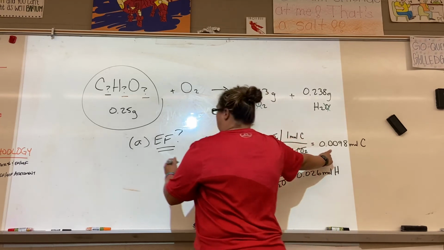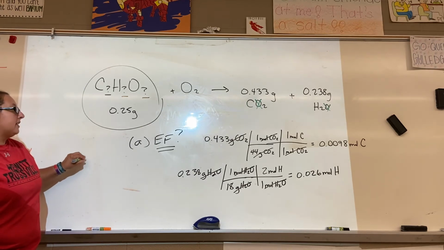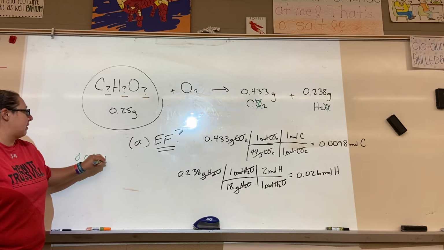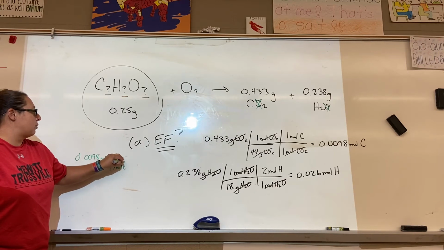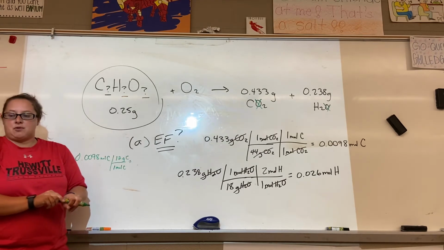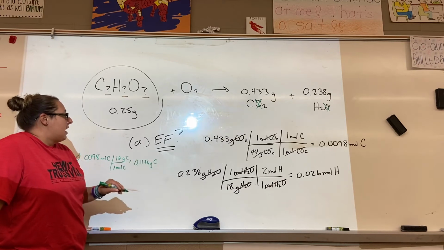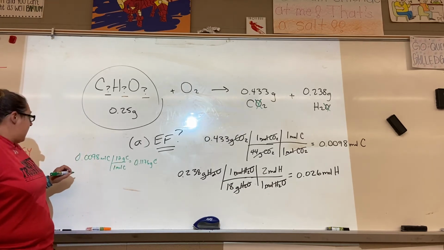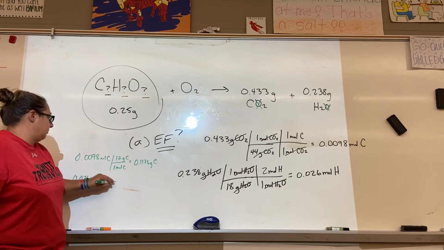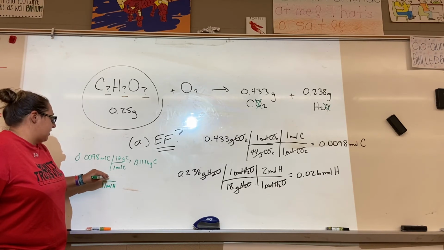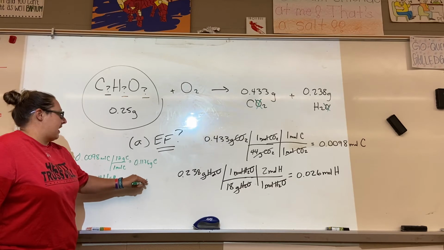And I'm going to say, how many grams of carbon do we have? So we have 0.0098 moles of carbon. And we're going to convert that to grams. So I'm just going to say 1 mole of carbon is equal to 12 grams of carbon. Does someone do that math for me, please? 0.1176. 0.1176 grams of carbon. And we're going to do the same process for the hydrogen. So 0.026 moles of hydrogen. 1 mole of hydrogen is equal to 1 gram of hydrogen. So that's pretty easy, 0.026 grams of hydrogen.